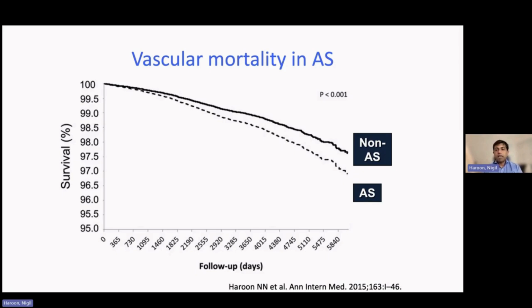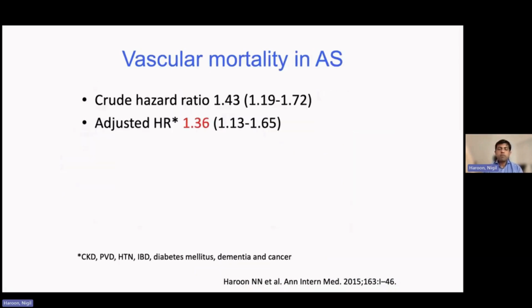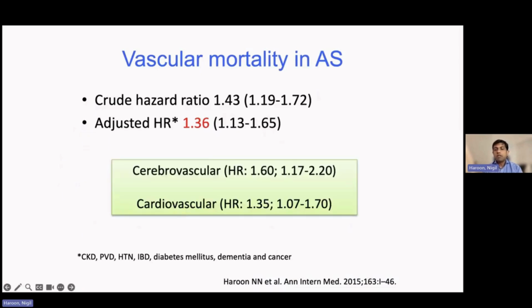And vascular mortality, if you look specifically, there is a 36% increased risk of death, 60% increased risk of death from strokes, 35% increased risk from heart attacks. And these are relative risks. And it came from a study done in around 25,000 AS patients in Ontario compared to 100,000 controls. So you need a very, very large population study to show this, because the actual risk is very low.